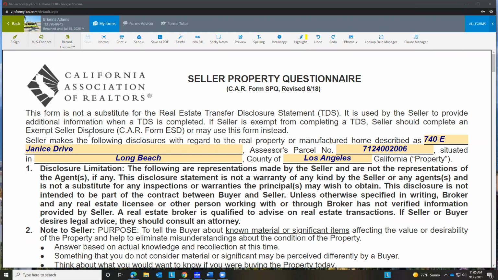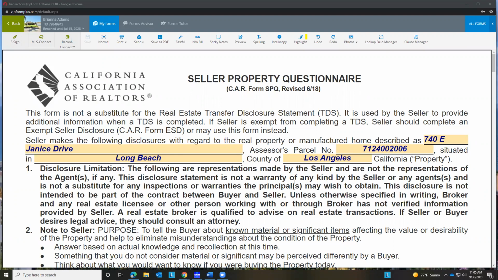In a normal transaction, meaning that everyone is alive and has lived in the property, a real estate transfer disclosure statement is a statutory required disclosure. And if the TDS is required, the SPQ goes along with it, the seller property questionnaire. So this form is mostly the second meatiest form in a transaction. It has the most information that a seller can give to a buyer.